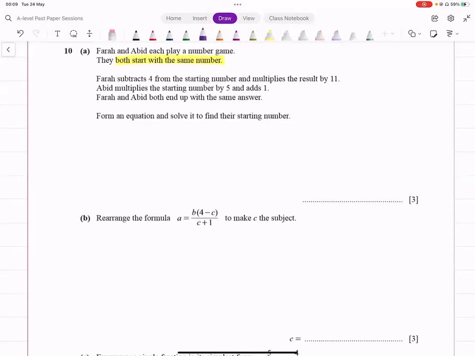Farah subtracts 4 from the starting number and multiplies the result by 11. Abid multiplies the starting number by 5 and adds 1. They both end up with the same answer. Okay, end result be same. Form an equation and solve it to find their starting number.